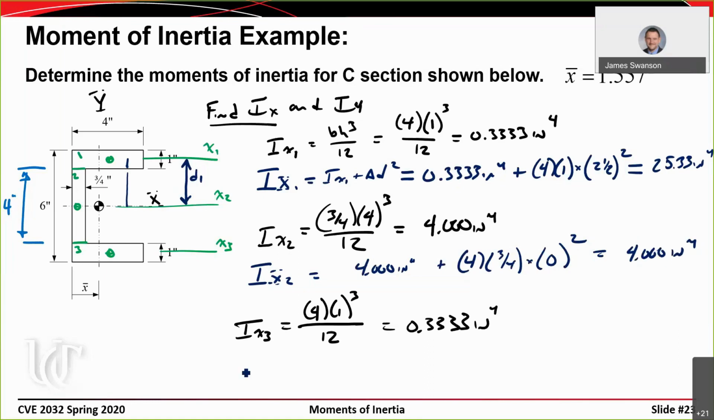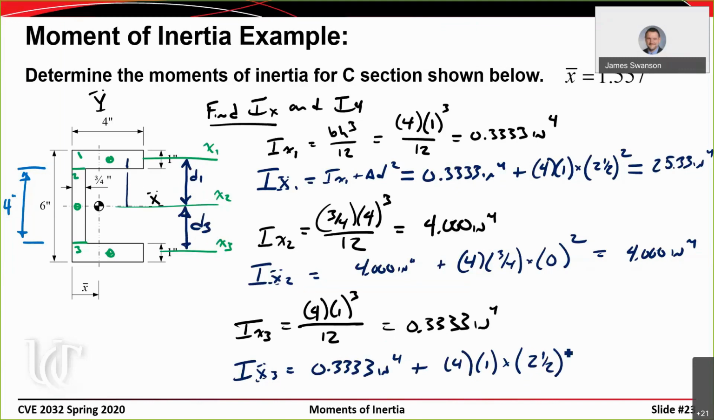And then for the third, I can come in and I can say I sub big X3 is equal to 0.3333. That's I sub little x3 inches fourth plus the area, 4 times 1. And then this distance here is going to be this value. So that's the distance d3, and that's equal to 2.5 inches again. And that should be equal to 25.33 inches fourth.